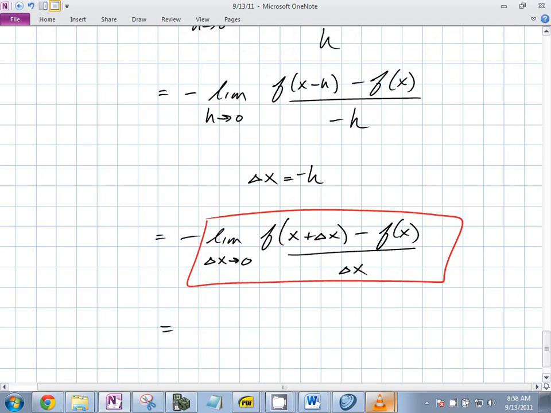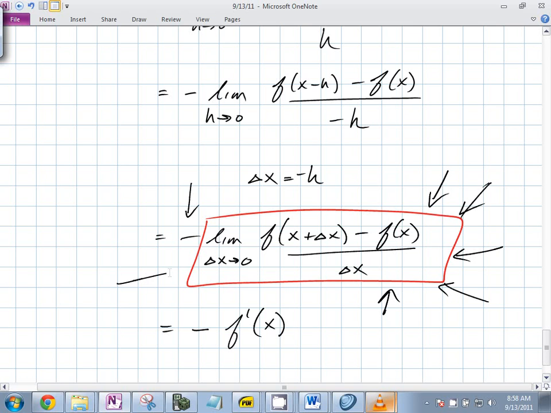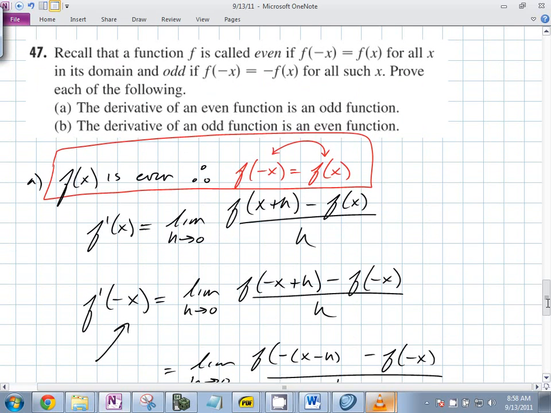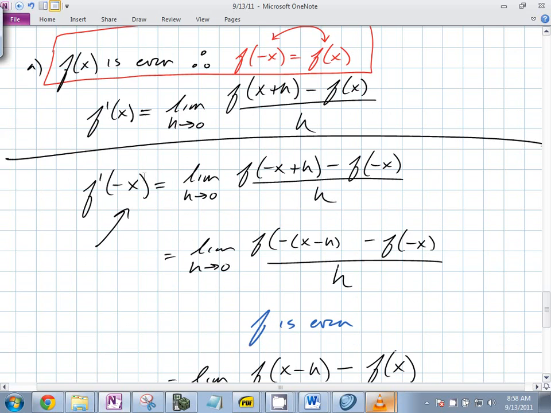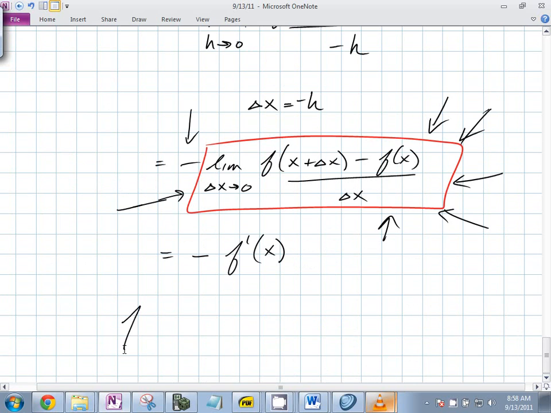So what does this mean? What's the only thing that's left here? You see that thing up front? What do you end up with? Negative f prime of x. This right here is the derivative of f at x. So what did we start with? What did we plug in? Negative x. So we just showed that f prime of negative x is equal to negative f prime of x.